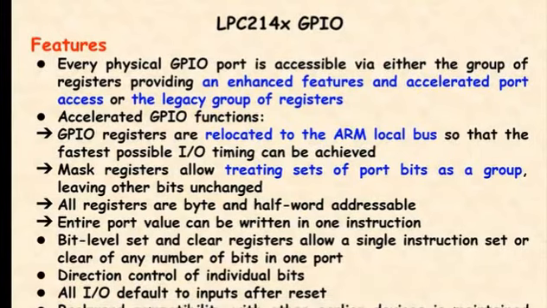Direction control of individual bit: individual bit you can make input or output. So again there is one direction register which will control the direction of your port. All input output default to input after reset. This is very important. So when you press the reset button, all pins are input pins. So these are some general features of GPIO.